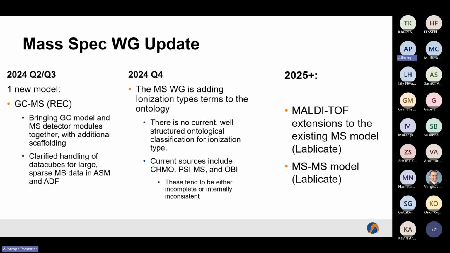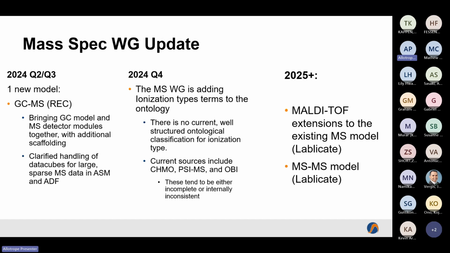When we did a review, surprisingly enough, for something that's fairly fundamental to a lot of mass spec, there's not actually a good resource out there for how you classify ionization. There are some, but most of them are pretty light touch and incomplete, and the most complete one, SciMS, turns out to be fairly inconsistent.